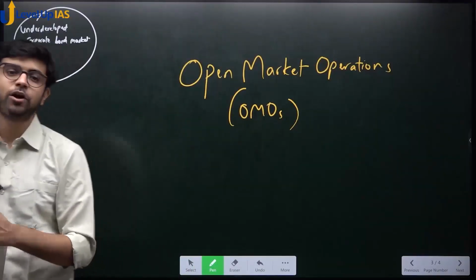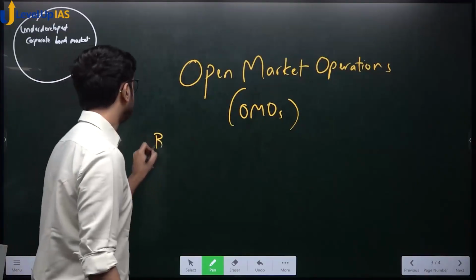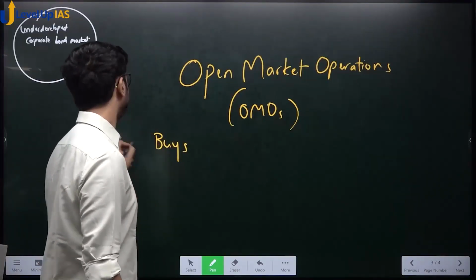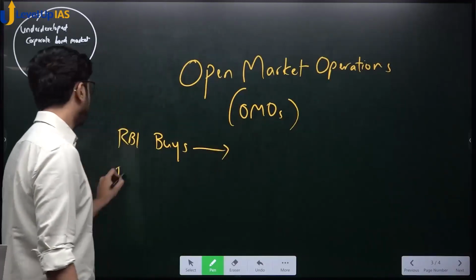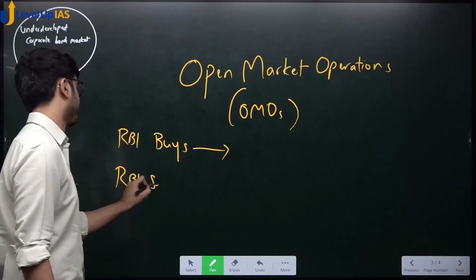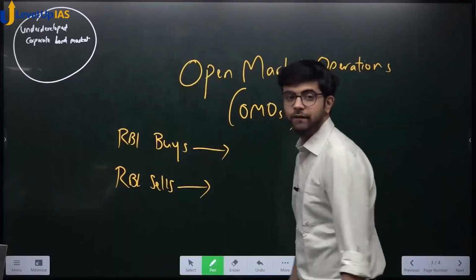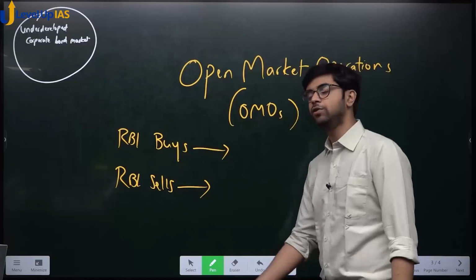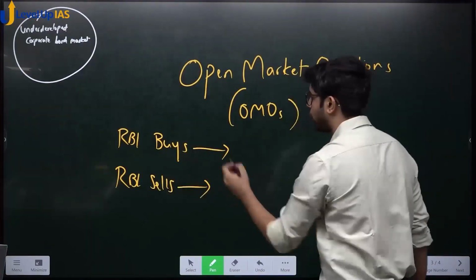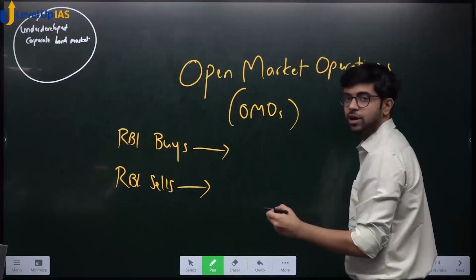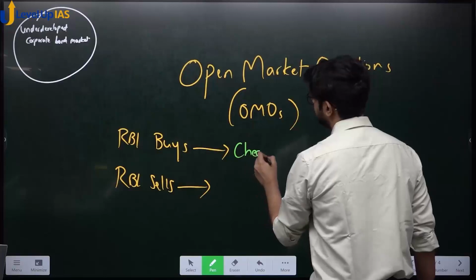Next level, open market operations. So when RBI buys and RBI sells, what will happen to the money supply? When RBI buys securities, money supply would increase, yes or no? So can I say RBI purchasing securities or buying open market securities leads to a cheap money policy?